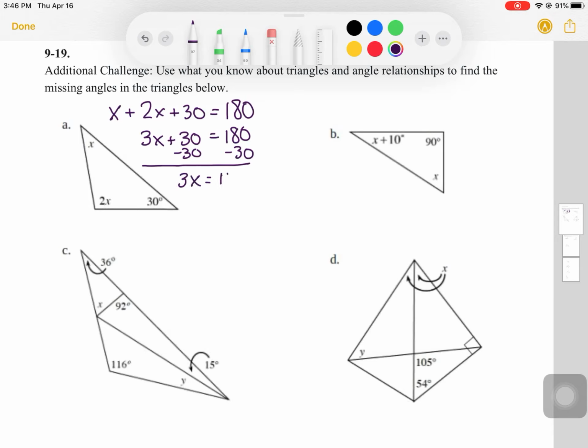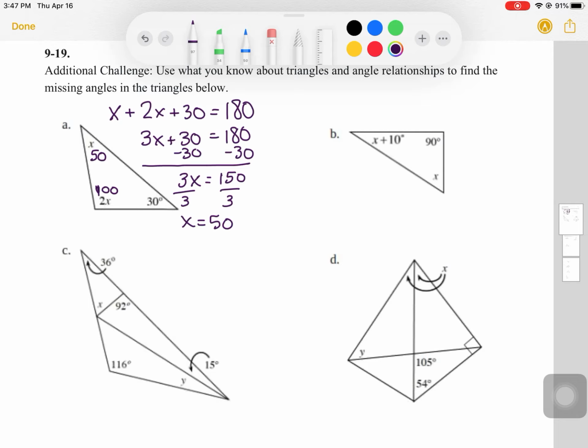I'm going to focus first and foremost on just finding x. I'm sorry, talking and writing at the same time. You guys missed this about me, didn't you? So 150 divided by 3, we get x equals 50. Knowing that x is 50, that means that this angle measure right here is 50, and this angle measure right here is 100.